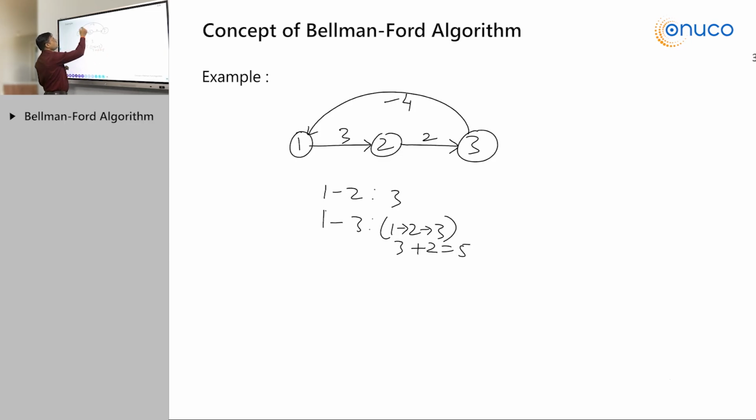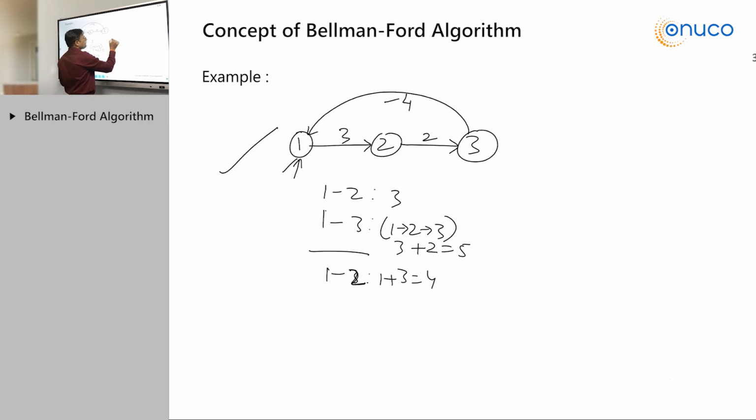If you are going around this cycle, then what will happen? 5 minus 4 is 1. So in the next cycle, 1 to 2 becomes 1 plus this 3, which is 4 units, because you are going to complete this cycle again. What I am trying to say is, if the cycle weight is positive, Bellman-Ford algorithm is going to work. Cycle weight means the weight of all the edges present in that cycle; it must be non-negative. It should not be negative.